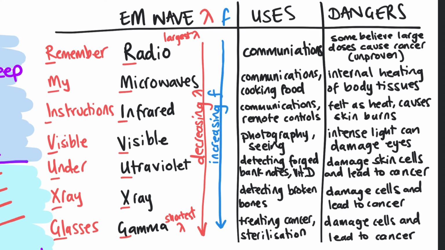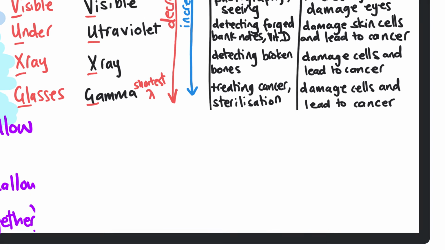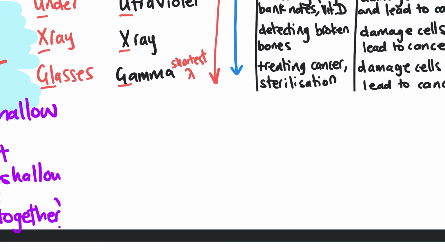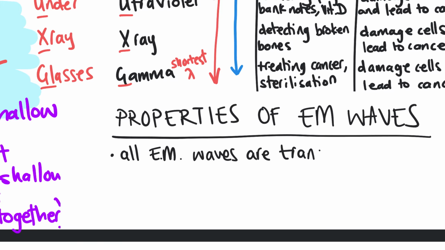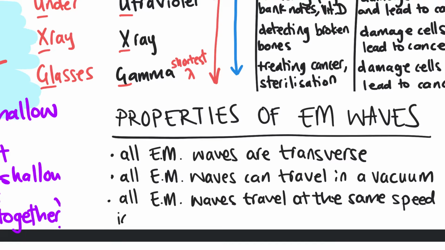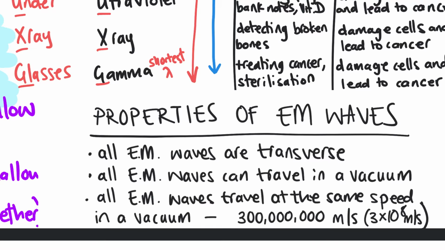So all of these waves have a few things in common, which you would need to be able to list in an exam. So hopefully now this will make it easier. When you are asked to give an example of a transverse wave, you can list any of these waves in the spectrum. All EM waves can travel in a vacuum.